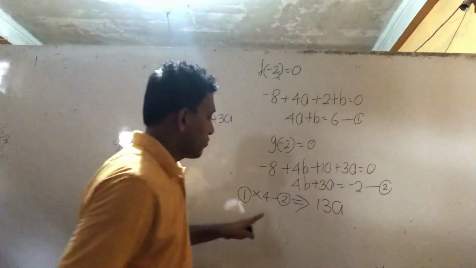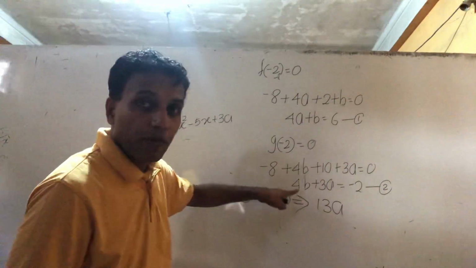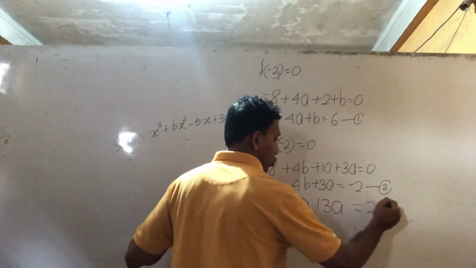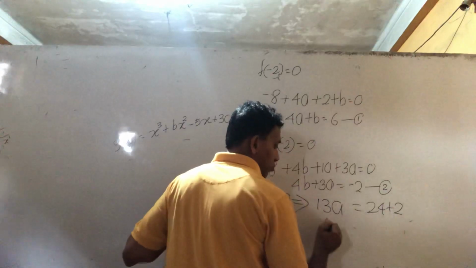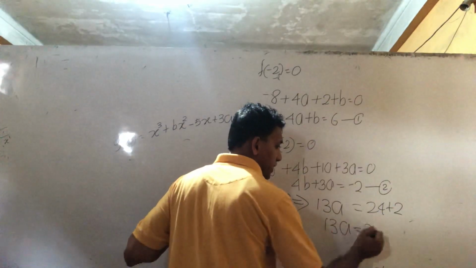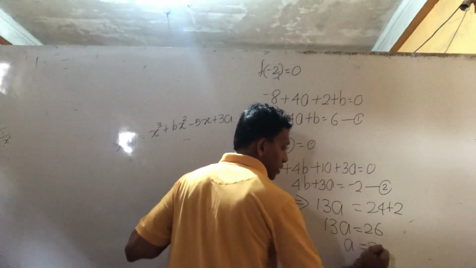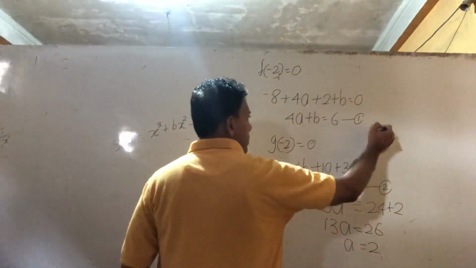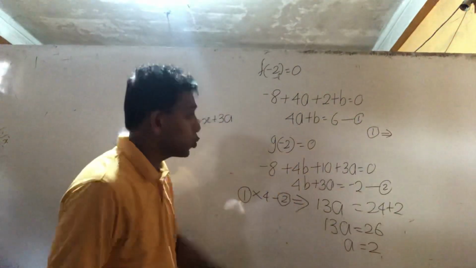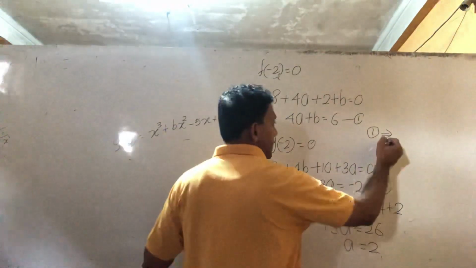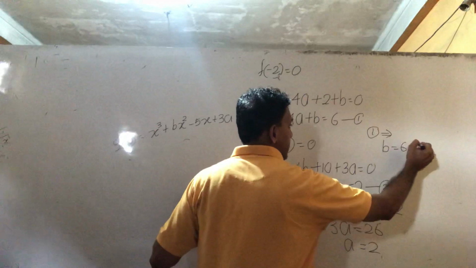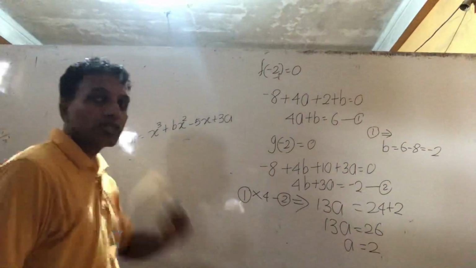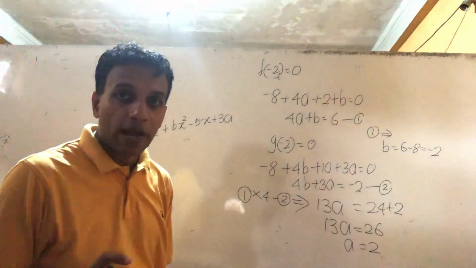13a. First equation 4b, subtract 4b, cancel. The other side, 4 times 6 is 24, plus 2, is it? Therefore 13a equals 26, so a is 2, right? You can work that out. a is 2. What is b? Apply it and see from the first equation. If you put a as 2, what is b equal to? 6 minus 8, minus 2. If a is 2, b is 6 minus 8, minus 2. That is the first part, find the a and b values.